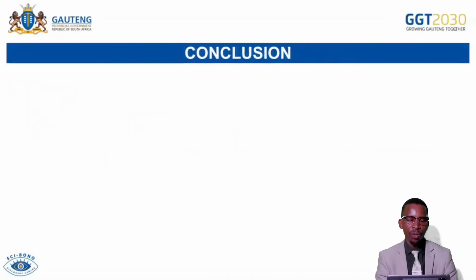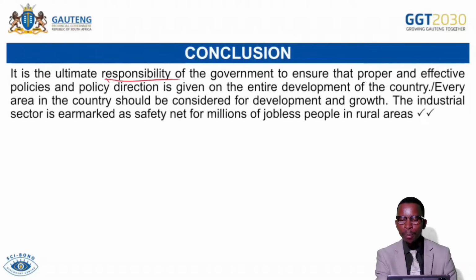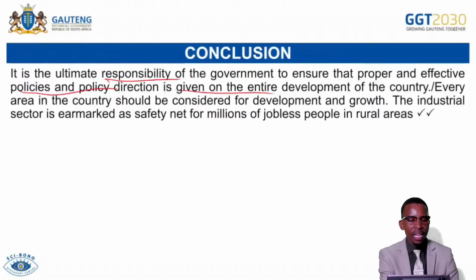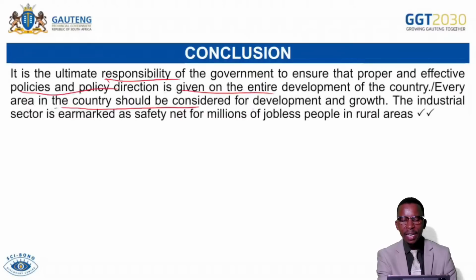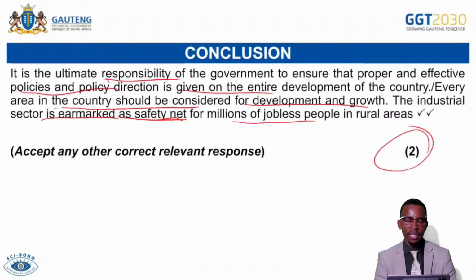And then a conclusion as a higher order. It is the ultimate responsibility of the government to ensure that proper and effective policies and policy direction are given to the entire development of the country. Every area in the country should be considered for development and growth. The industrial sector is earmarked as a safety net for millions of jobless people in rural areas. And then 2 marks because it's higher order. Any other correct and relevant conclusion is accepted.